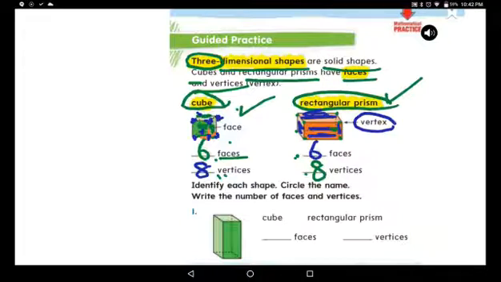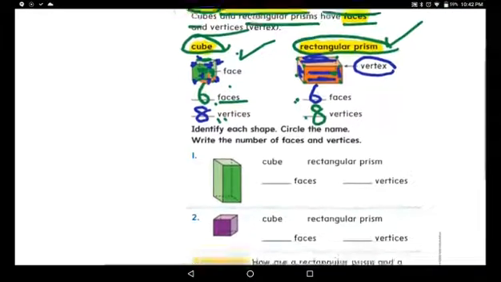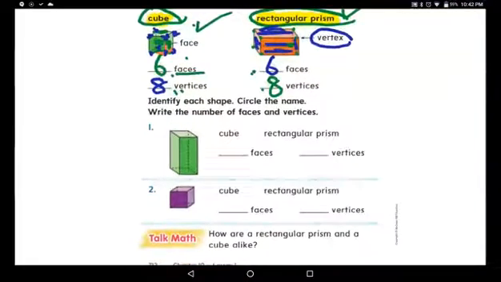Clear? Great job. Alright, now let's read the instructions. Identify each shape and circle the name and write the number of faces and vertices. Now look at this one. Let's first think together. It has what? It has a rectangle. So from the rectangle, I can immediately know, oh, it's a rectangular prism.